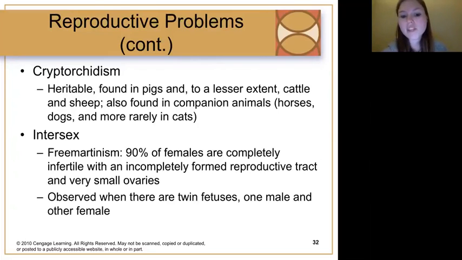What that does is leave the female twin with an incompletely formed reproductive tract and really small ovaries, because the hormones from the male were influencing the development of that female. Remember, that's from the Y. So that's a problem that can occur. If you have a cow that happens to have a male and a female offspring, you may not want to use that female for breeding, because there's a chance that she may be what's called a freemartin. So that's called freemartinism. And I cannot remember the story behind that term to save my life, but I'll look it up later.